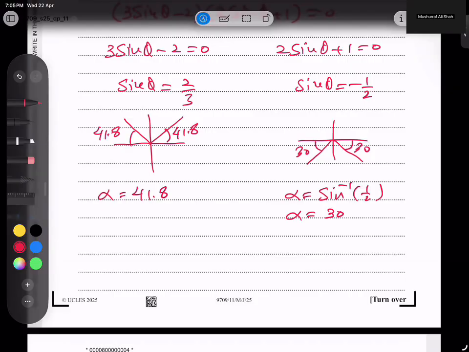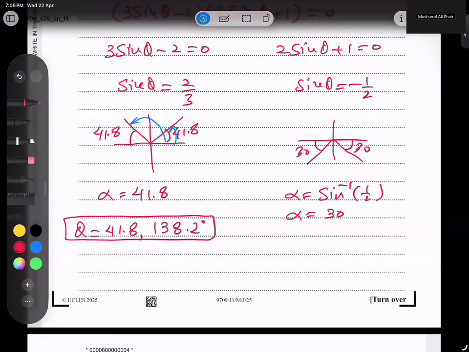So what is the first answer? I'll show you. First answer is this. Second answer is this. So both are positive answers. So theta is 41.8 and 180 minus 41.8, so we're getting 138.2 degrees.